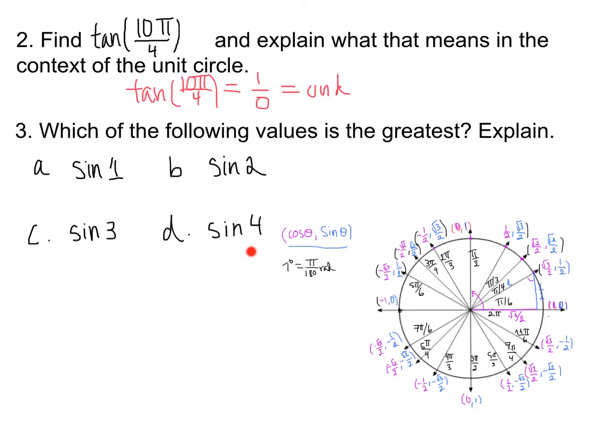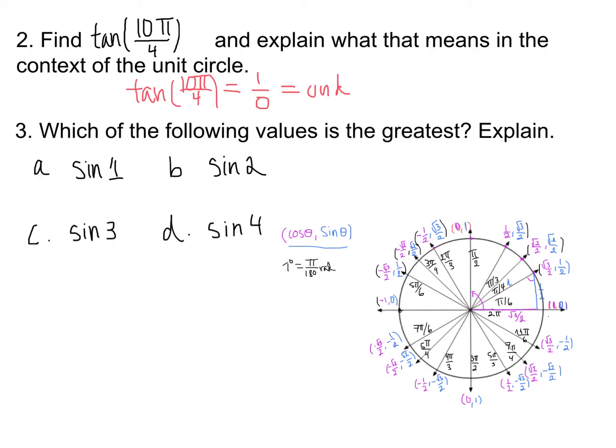All right, now for number 3. So which of the values is greatest? So we're thinking about sine of 1 radian. What is that? Well, think about what radian means again. It means that the arc length, if it were 1 radian, is exactly equal to 1 radius length. Well, where does that happen? Let's think about some of the values we have.